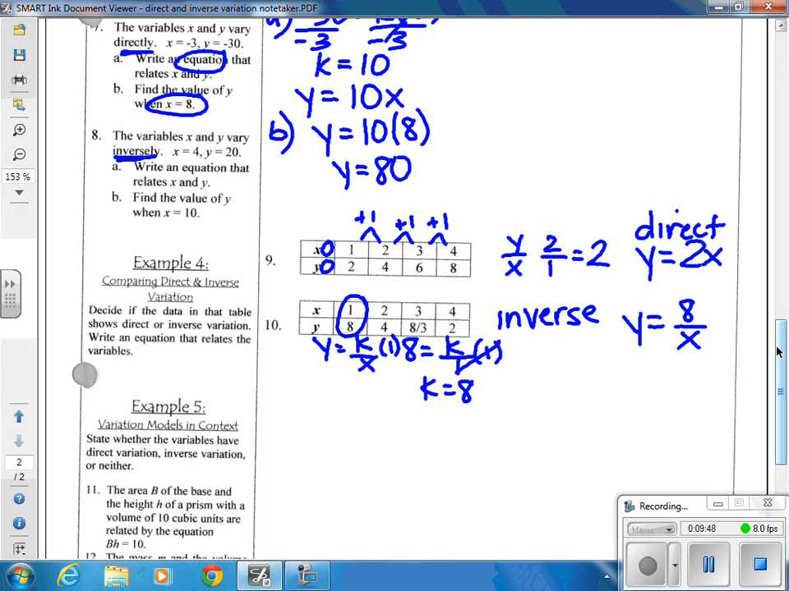But you've got to figure out from looking at your tables whether you're dealing with direct or inverse variation. It's a lot easier from the graphs. The tables are a little harder.